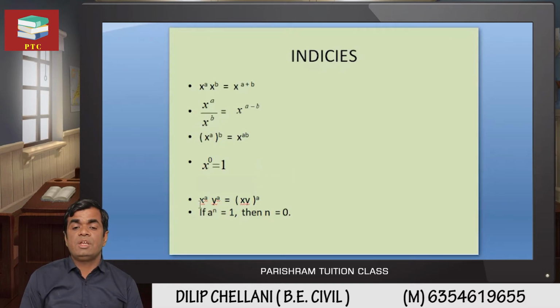Now, suppose any numbers are there, their powers are same, meaning x raised to A, y raised to A, that would be equal to xy whole raised to A. If any constant raised to n is equal to 1, this will be only possible if n is equal to 0.